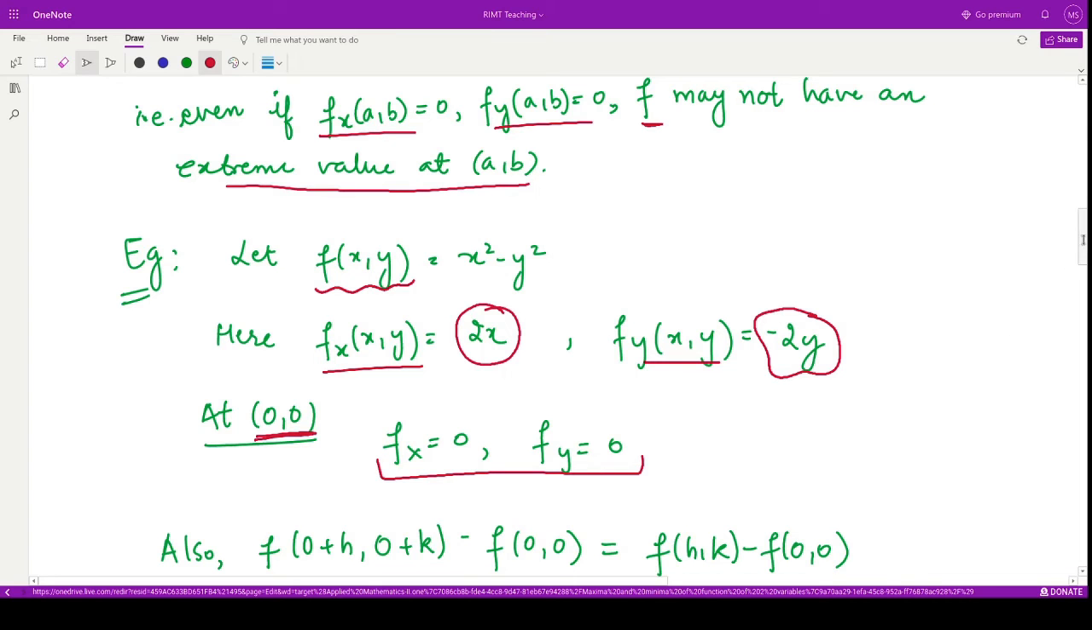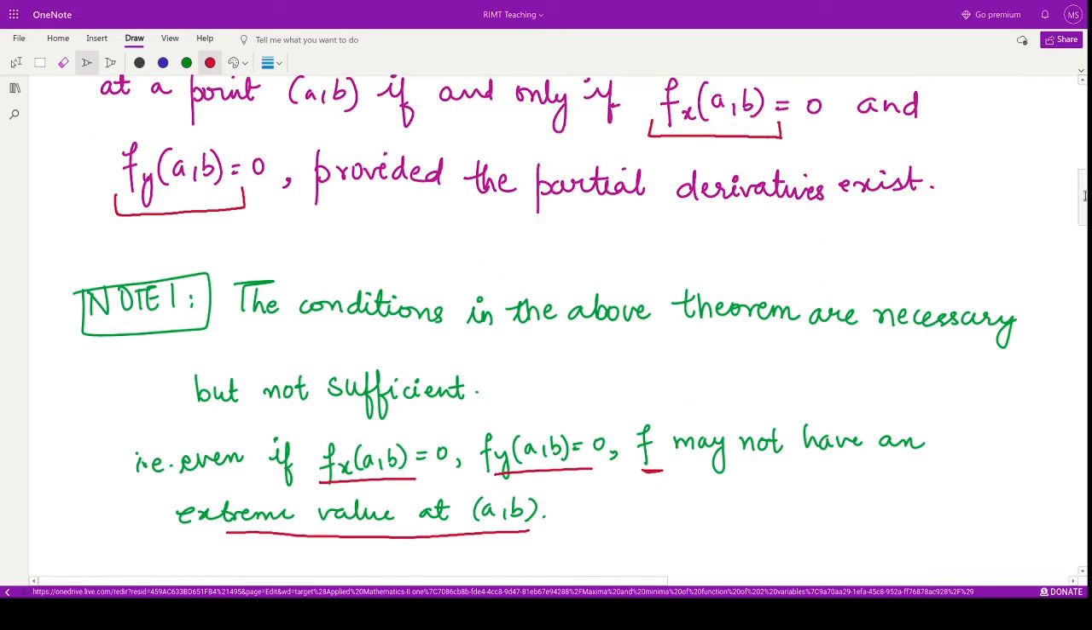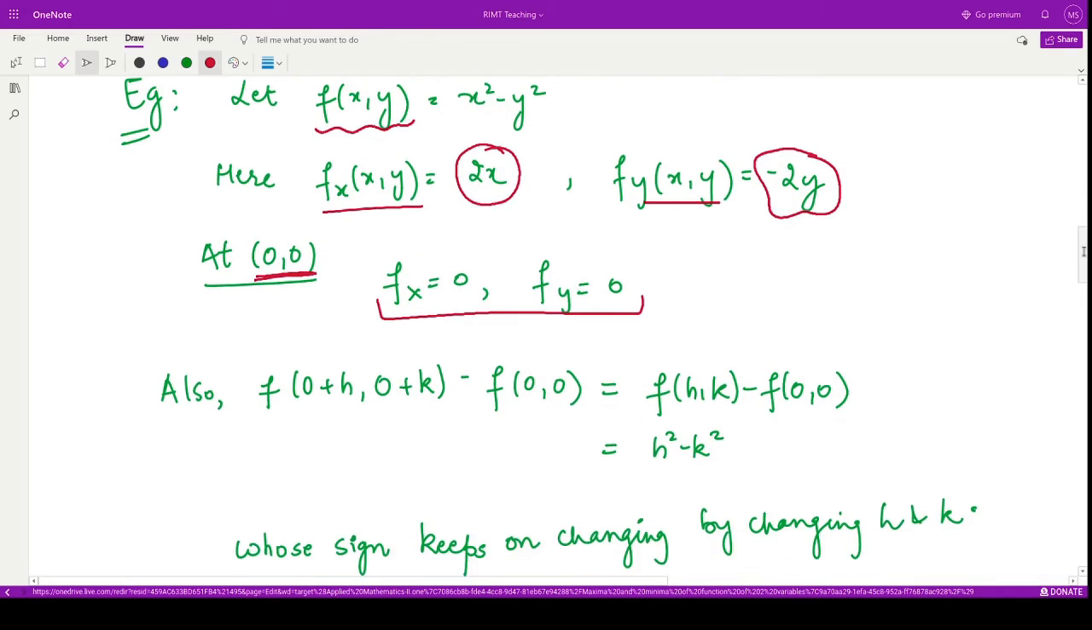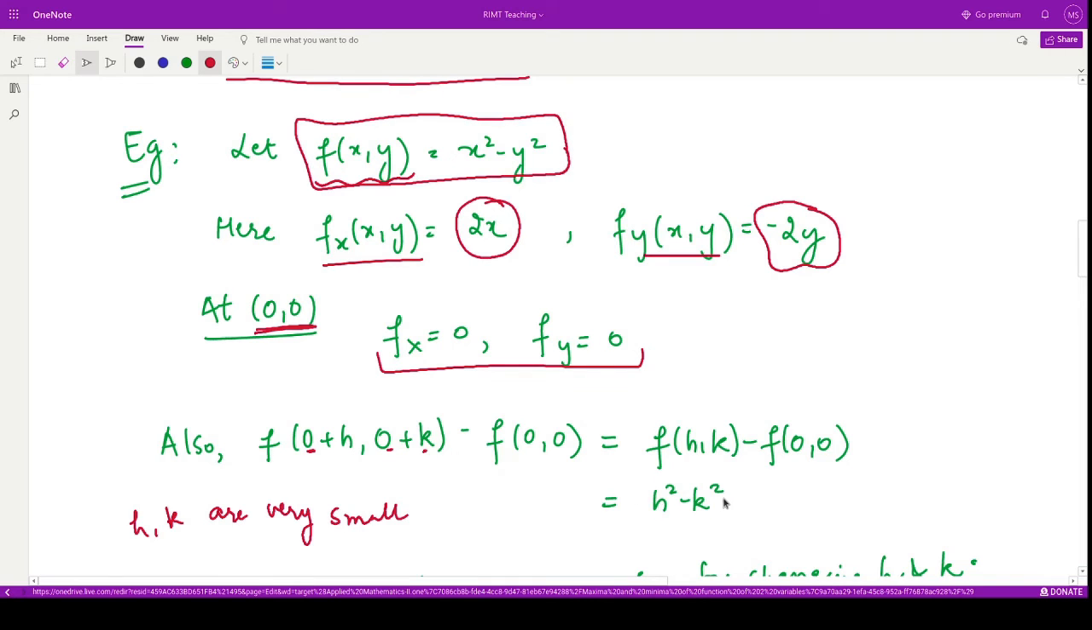So that means the given condition, this one, f of x is 0, f of y is 0, but now we have to check whether this function has a minimum or a maximum value. For that we use the definition. Using the definition at the point (0, 0), we have the function's value at the point (0 plus h, 0 plus k), where h and k are very small. So this becomes the function of h and k minus the function's value at the point (0, 0). When you substitute these in the function's definition, you will have h square minus k square.